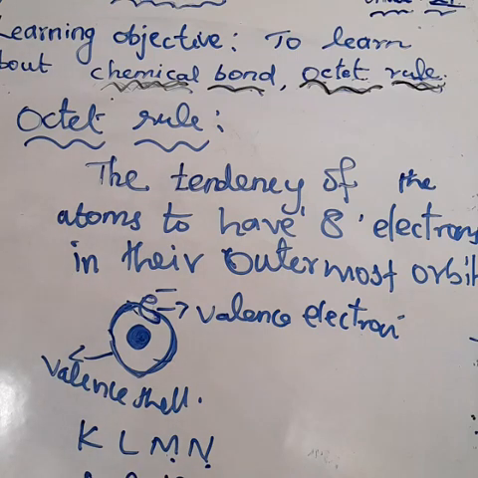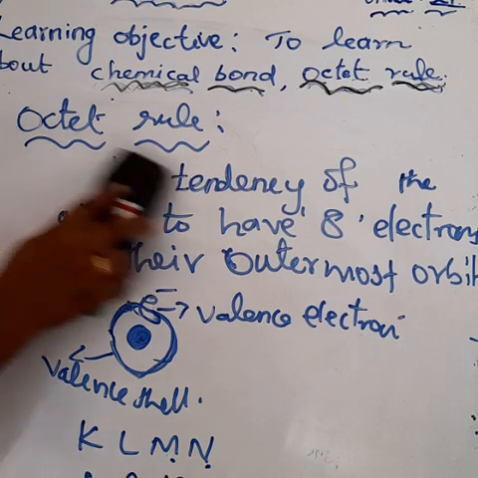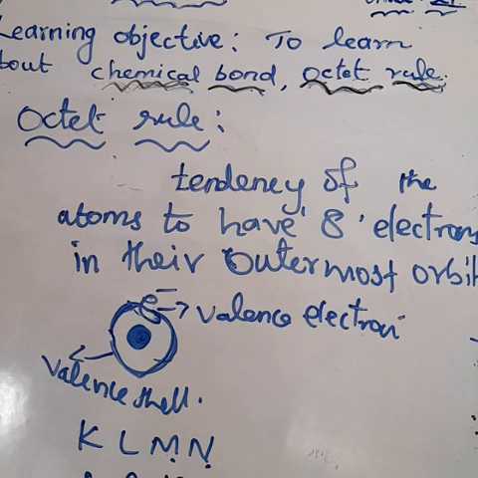Okay, now it has come to the octet rule. Octet rule means the tendency of atoms to have 8 electrons in their outermost orbit.